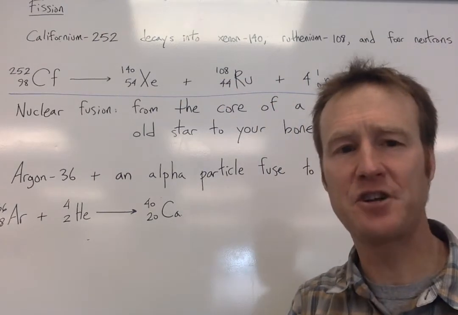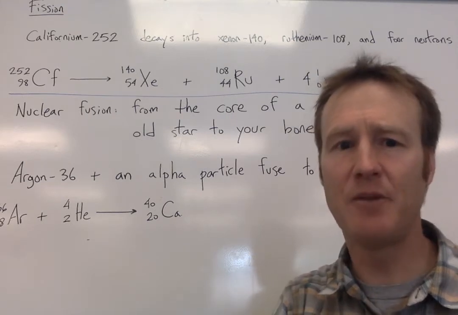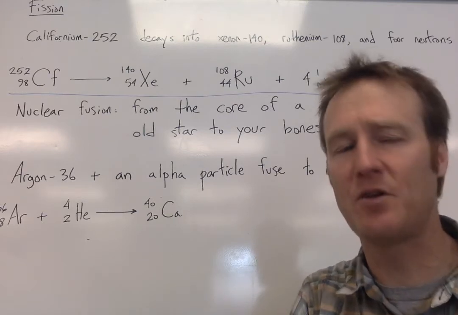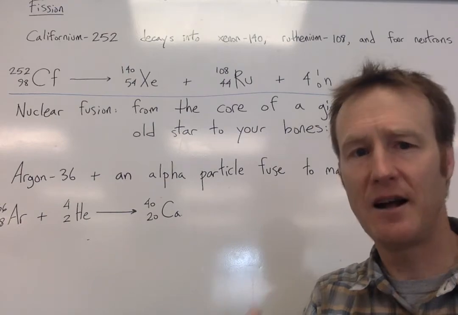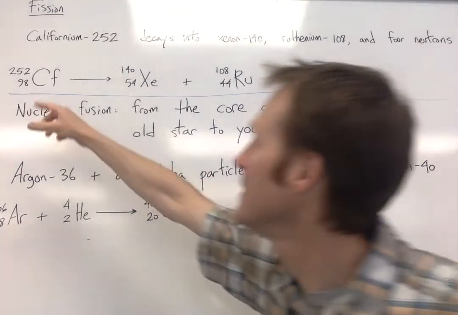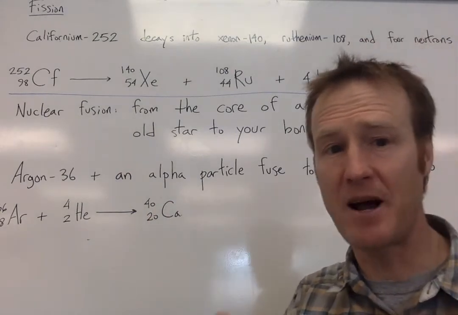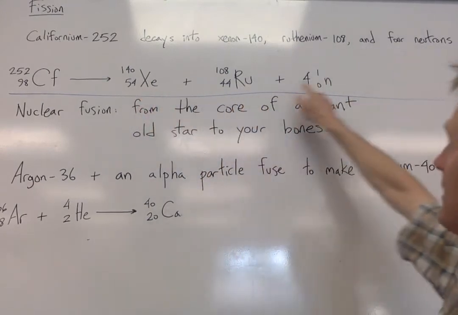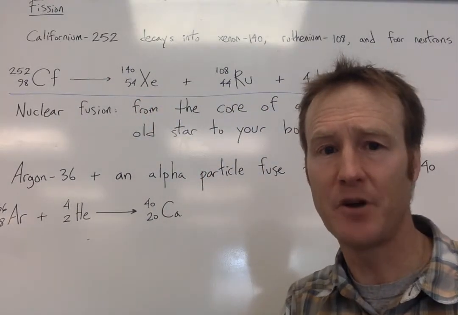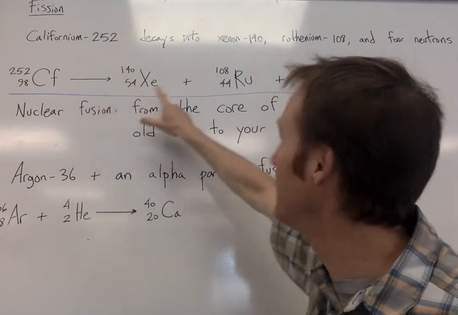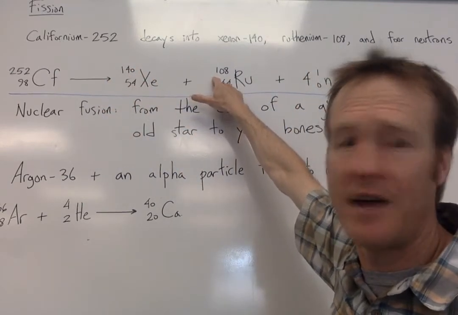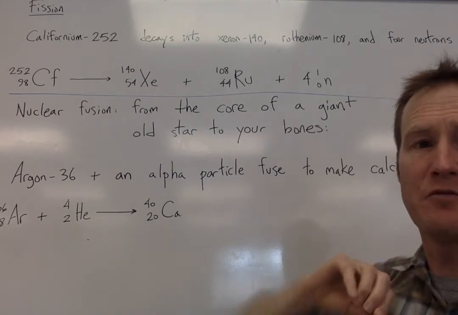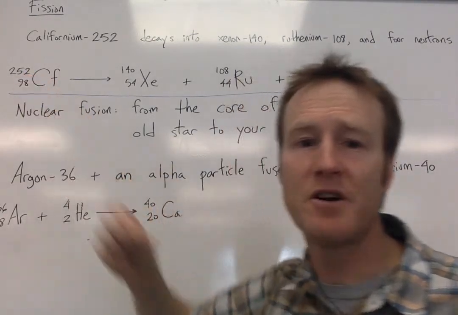Now, in reality, there are different fission pathways for any element that will undergo fission. They can break into any number of different arrangements of particles, but they always follow the rules of addition across the top, addition across the bottom. Here, look. Californium-252 has a mass of 252. The total mass on the product side here is also 252. Look. 140 plus 108 is 248. Plus 4 neutrons. Well, 248 plus 4 is 252.